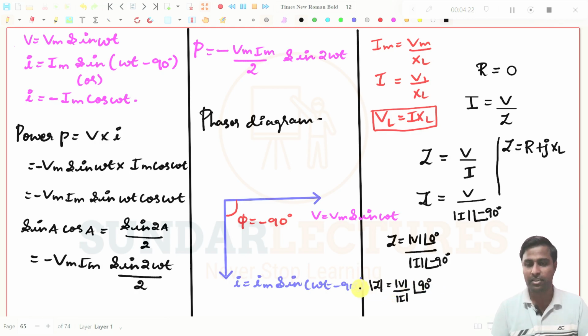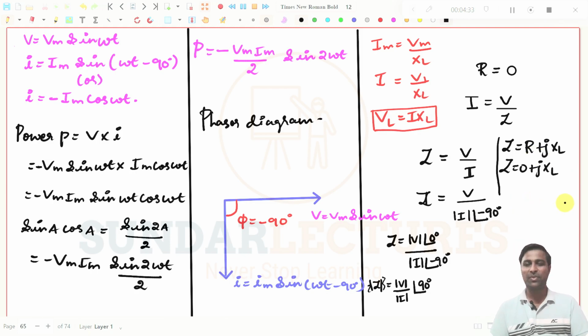This is not a modulus, it is just Z. So I write Z is equal to 0 plus jXL. In the purely inductive circuit, I need to put plus since this 90 degree is coming in the positive way. In current it is negative, but the impedance is the inverse of current, so I need to put plus. So always I write Z is equal to 0 plus jXL in the inductive circuit.